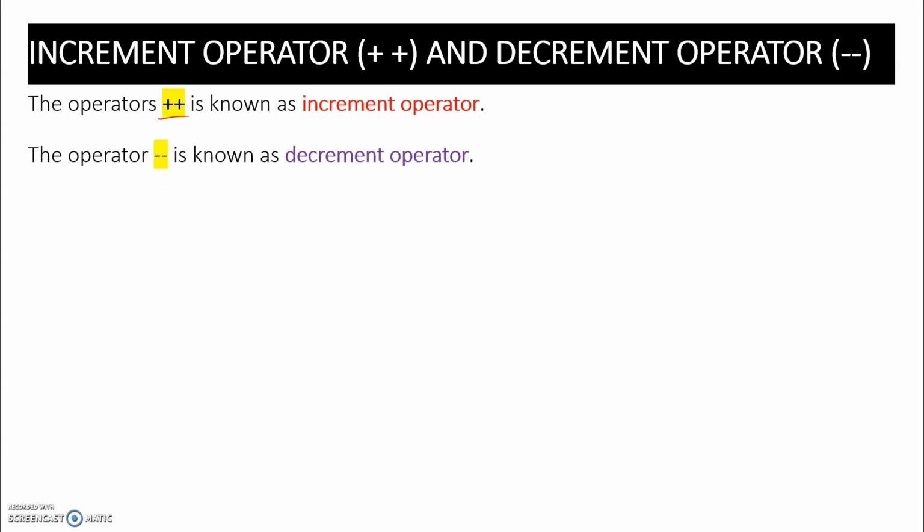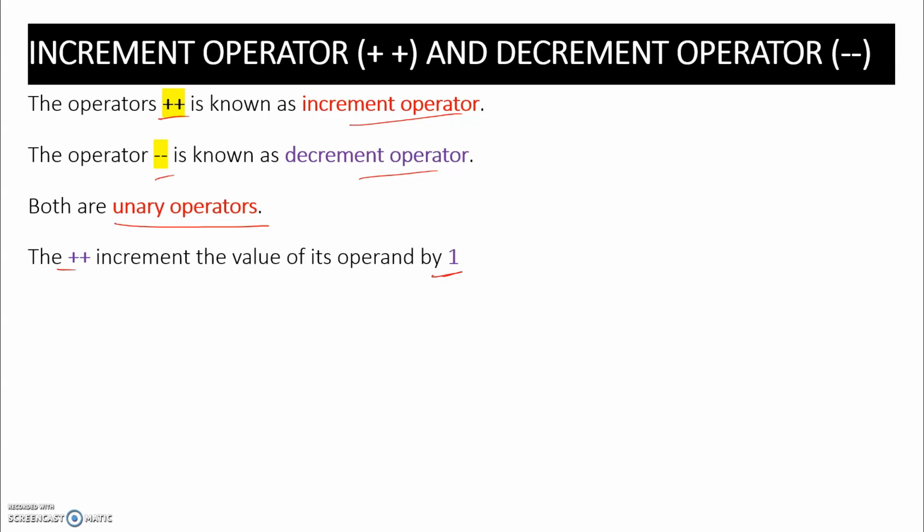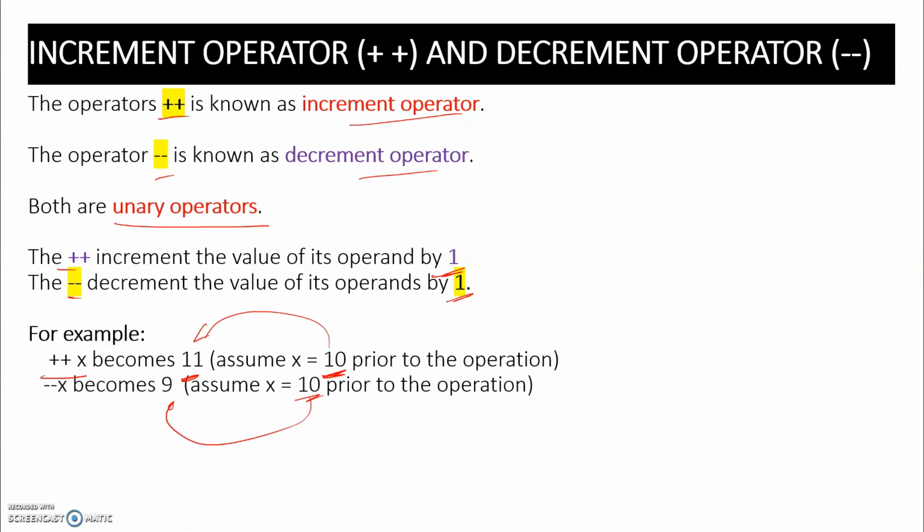The next operators are the increment and decrement operators. Plus plus represents the increment operator, minus minus represents the decrement operator. Both these operators are unary operators. What will these operators do? Plus plus will increment the value by 1. Minus minus will decrement the value by 1. Plus plus x means if the value is initially 10, then it will become 11. If the value is initially 10, then it will become 9 if you are using minus minus.